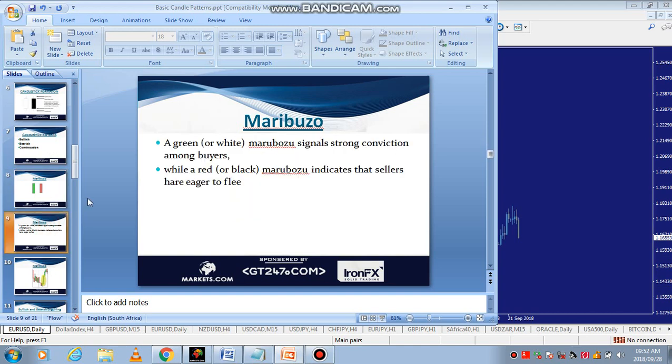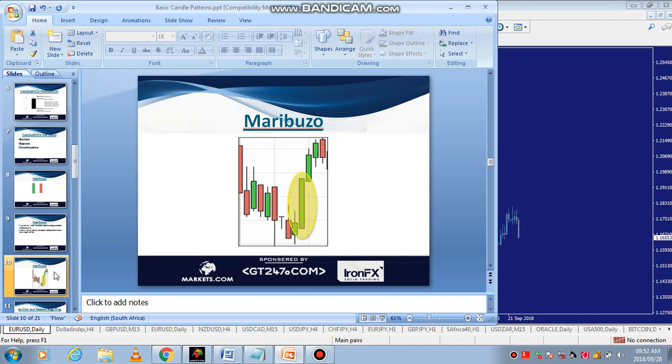So basically, a green or white Marubozu signals a strong conviction amongst buyers, while a red or black Marubozu indicates that sellers are eager to flee. Just to have a real life market example, here the market was going down, and then it reversed here, which signaled that there is a strong level of buyers. So the downtrend is finished, and the market is going to continue going higher and higher and higher.